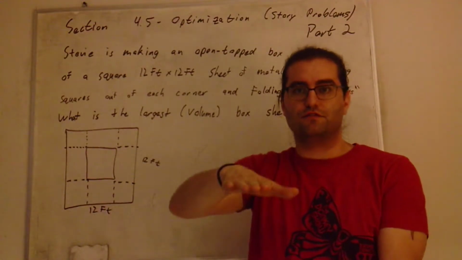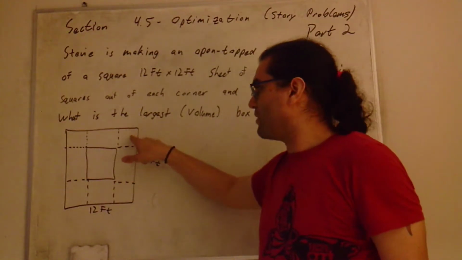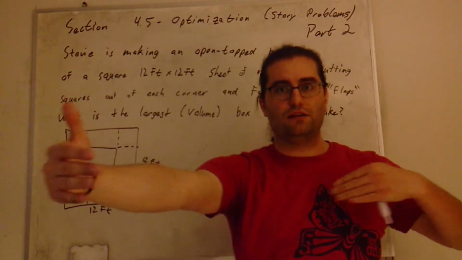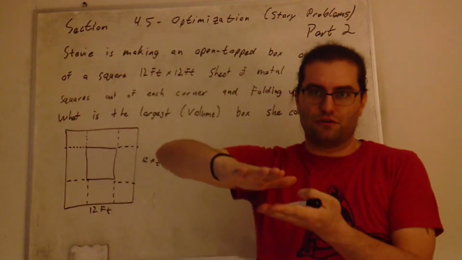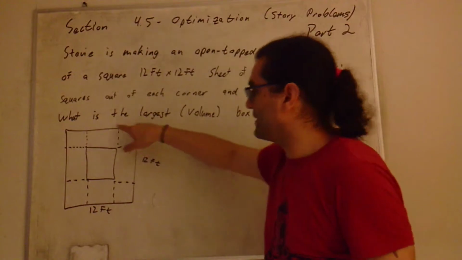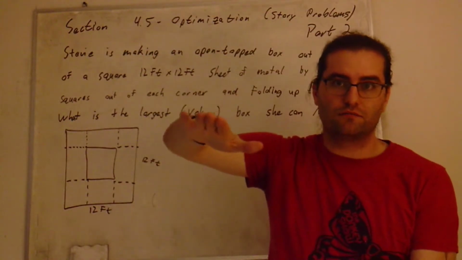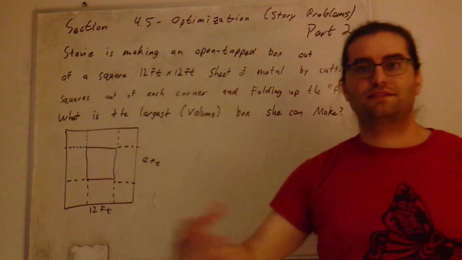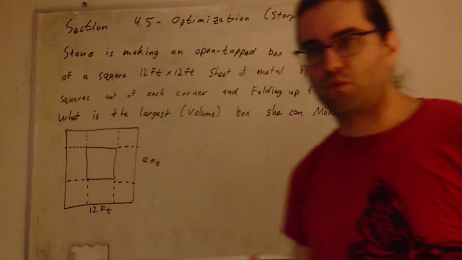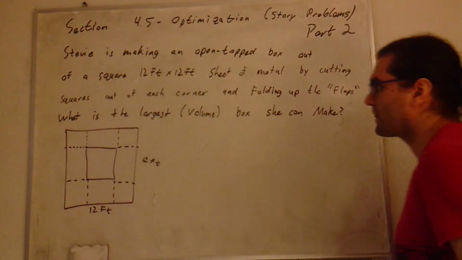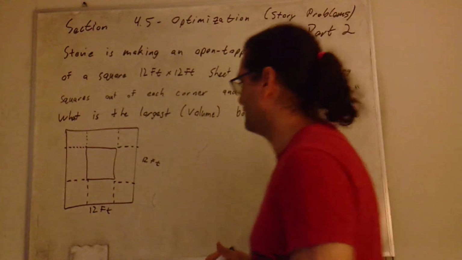It's the height of those flaps. So if you cut out a very small square, you get something that's very wide but very short. And if you cut out a big square, you get something that's taller, but it's not very wide. So that's sort of the constraint that we're working with here. And that's also the variable that we have.